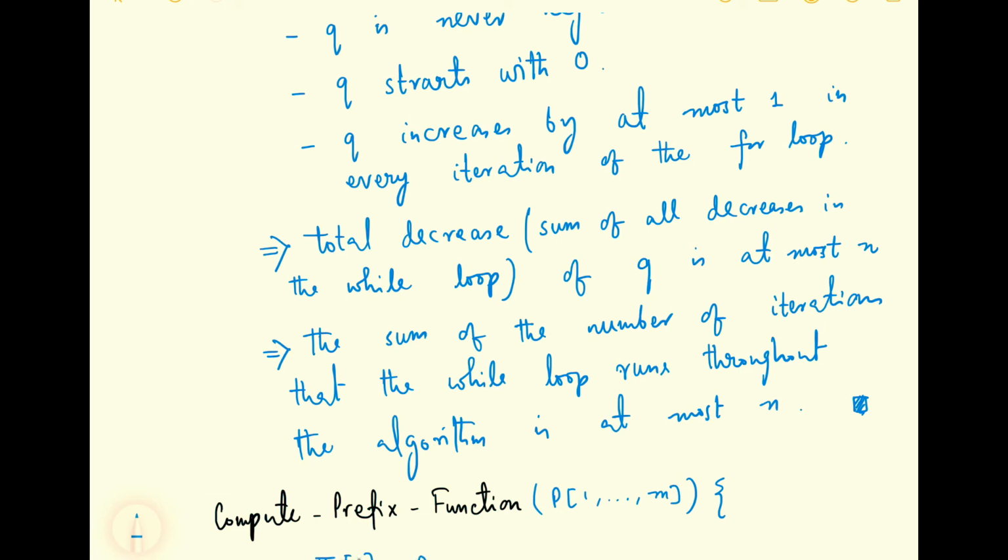So the sum of all decreases of q across all the iterations of the while loop is at most n. You can think of q as the amount of money you have. Suppose on day 0 you don't have any money, and every day you can earn at most 1. That is analogous to increasing q by at most 1 in every iteration of the for loop. So every day you earn at most 1, and in the while loop you are spending some.